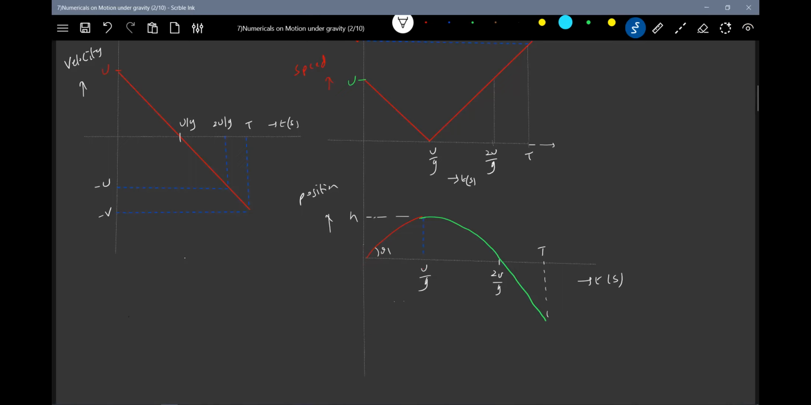And if you write this θ1, θ2, the magnitude of that should in fact be equal. Any reason? Because what is the speed of the object at t equal to 0 and after 2u by g? It should be the same. Only the direction of motion is going to change. So this will be the velocity, this will be the speed, and this will be the position of a particle as a function of time.